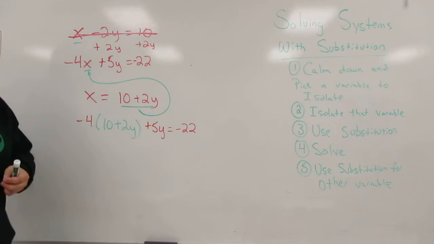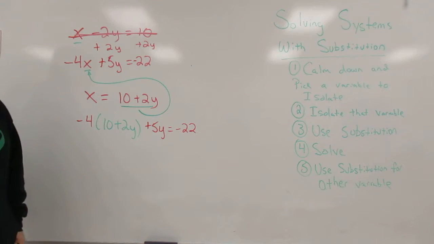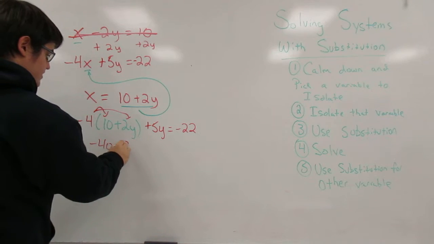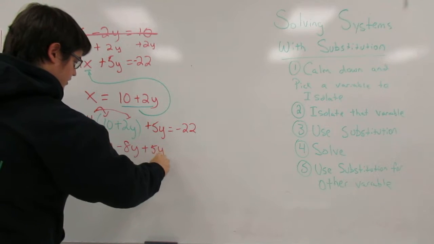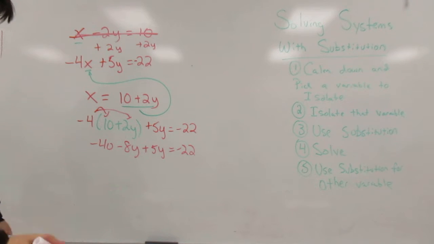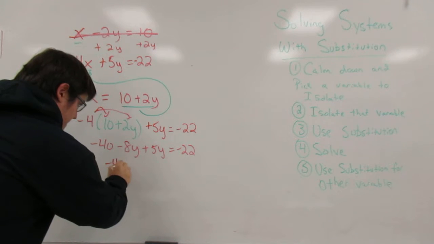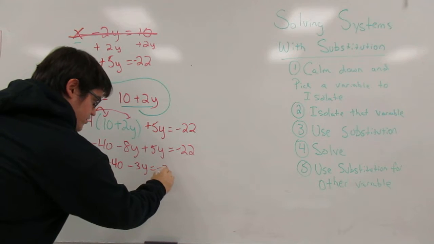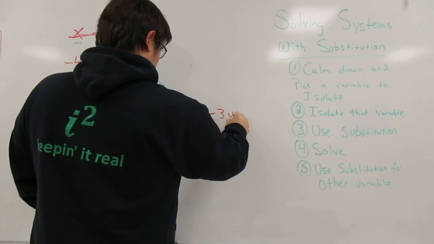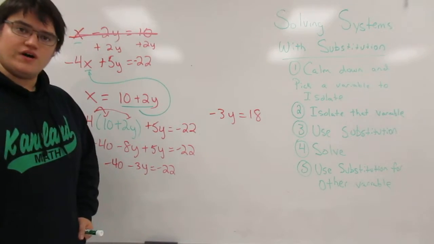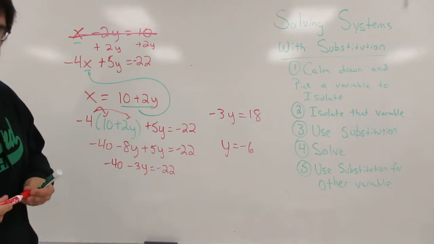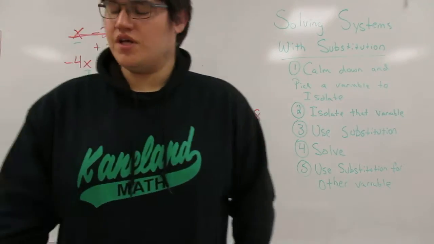equals negative 20. Okay. Now you can distribute: negative 40 minus 8y plus 5y equals negative 20. Okay. Combine some like terms. Negative 40 minus 3y equals negative 20. Add the 40 over to the other side. Negative 3y equals 18. Divide by negative 3. Y equals negative 6. Okay, so we figured out what y is.